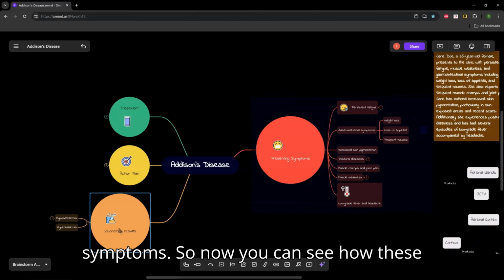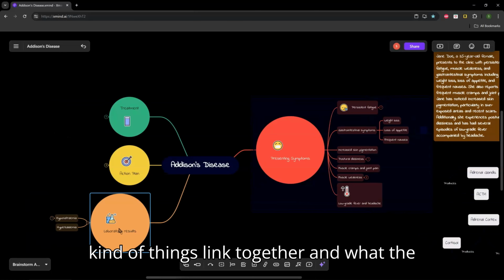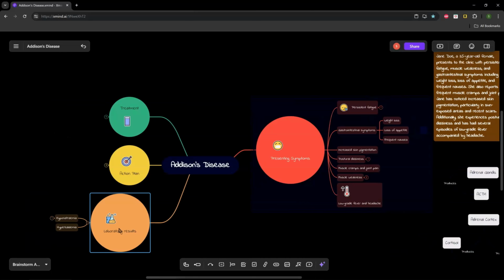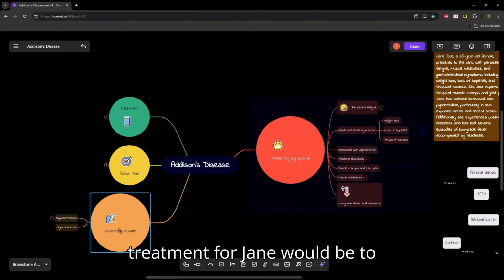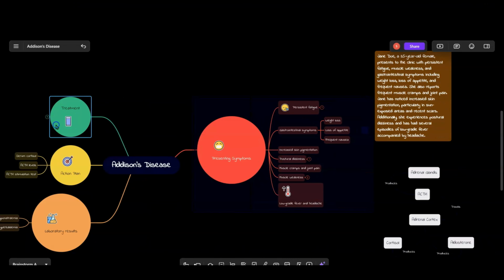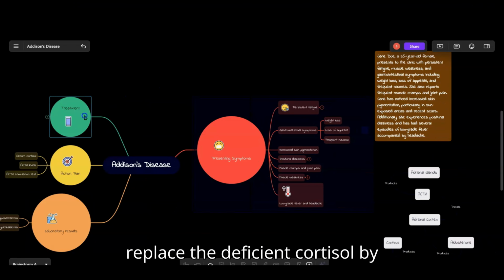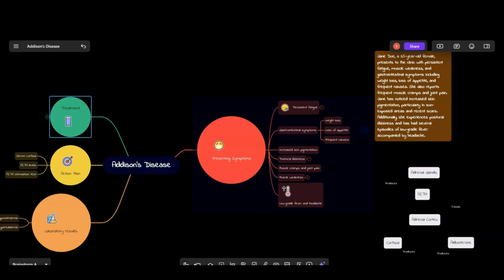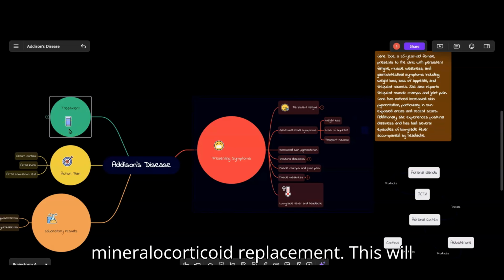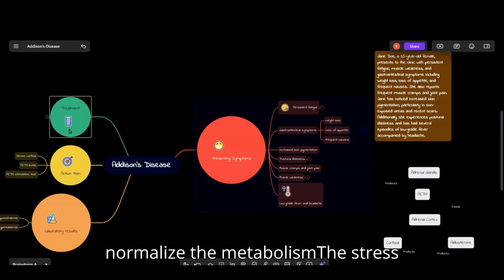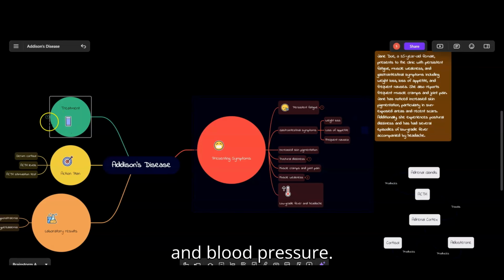So now you can see how these things link together and what the thought processes would be when presenting with something like this. The treatment for Jane would be to replace the deficient cortisol by giving glucocorticoid replacement or mineralocorticoid replacement. This will normalize the metabolism, the stress response, and blood pressure.